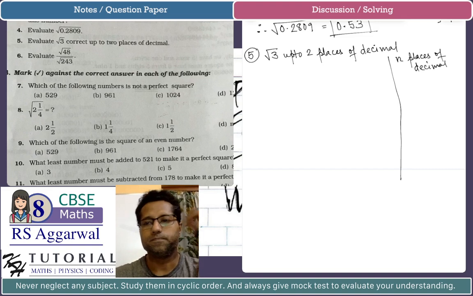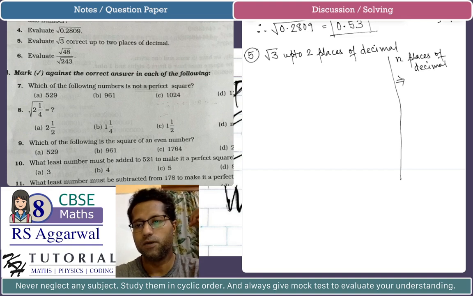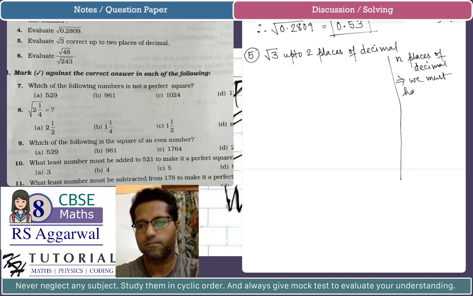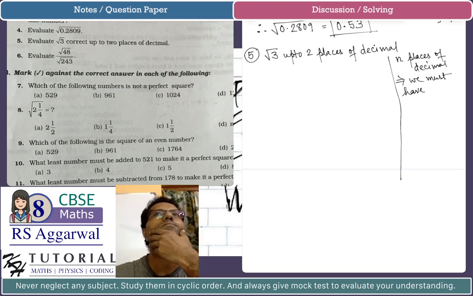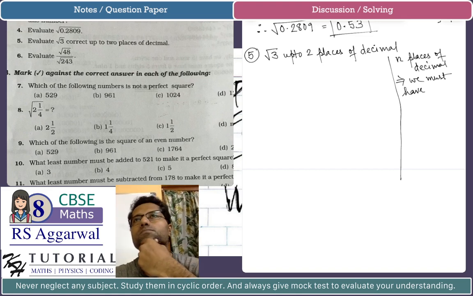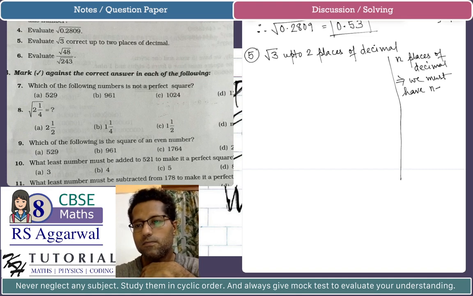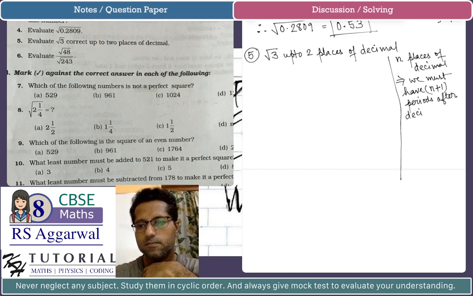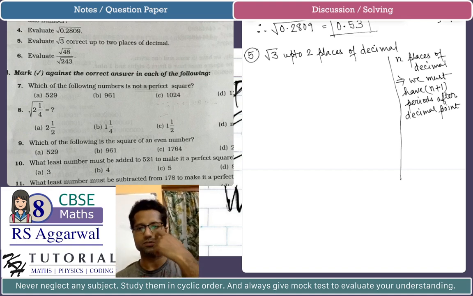then we must have n plus 1 periods after the decimal point, and if it is not so, then you have to append the required number of zeros, so that you have n plus 1 periods after the decimal point.